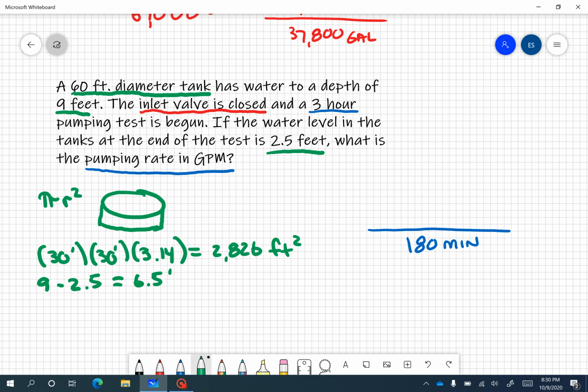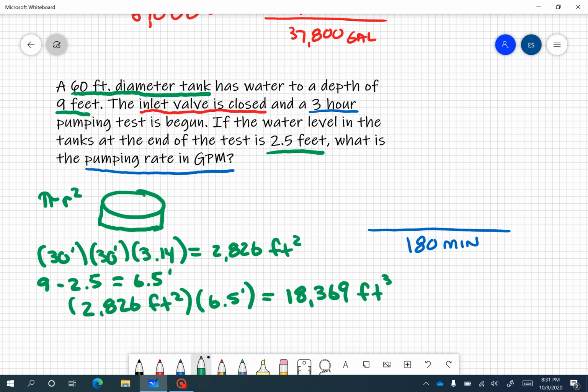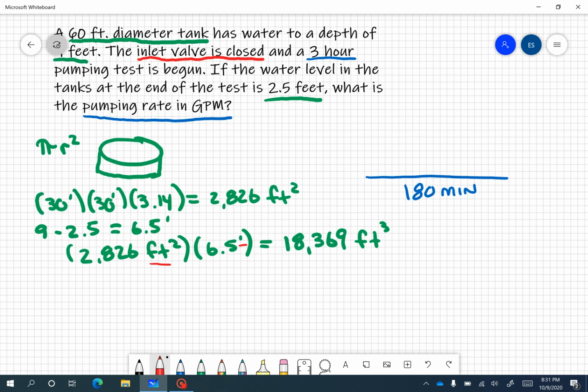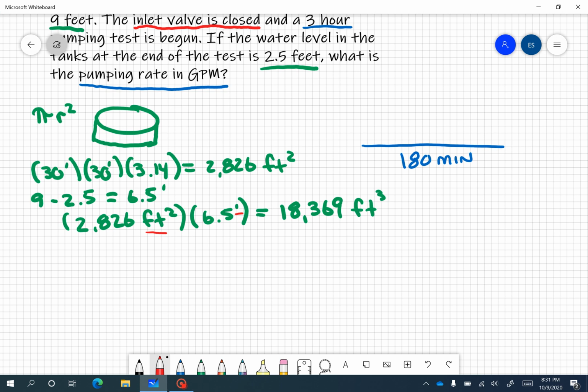So now I can multiply my 2,826 square feet times 6.5 feet of water removed. 2,826 times 6.5 equals 18,369 cubic feet. Remember, we're multiplying square feet times feet. So when we multiply numbers, we add the exponents, and we get a number in cubic feet.